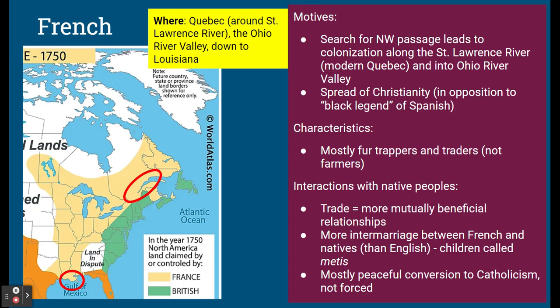These children, just as the children of these marriages in the Spanish colonial regions were called mestizos, in the French Empire were called métis. This also featured a fairly peaceful conversion to Catholicism. Many indigenous peoples did convert, certainly not all of them, but this was peaceful conversion for the most part. This is not a forced subjugation of the native peoples into Catholicism.